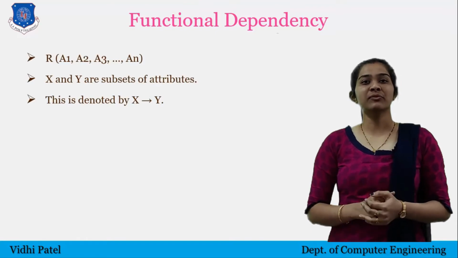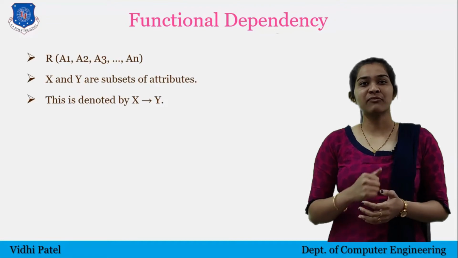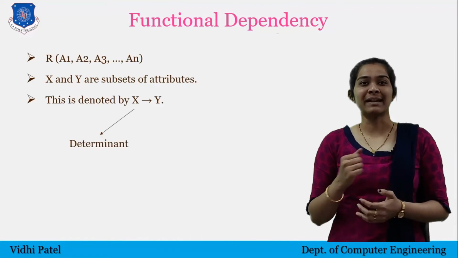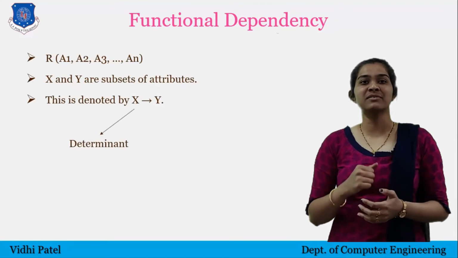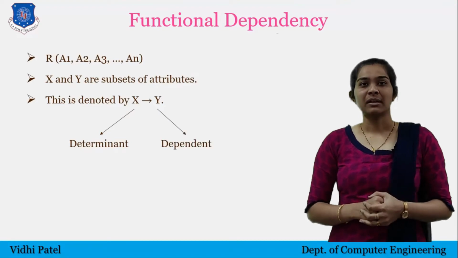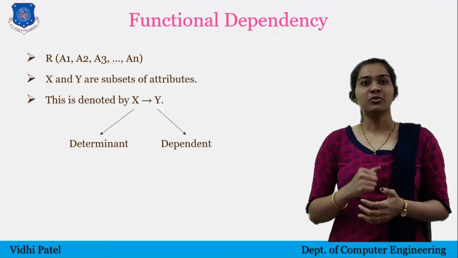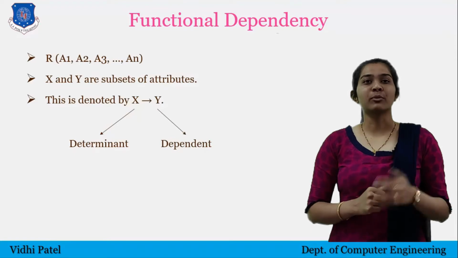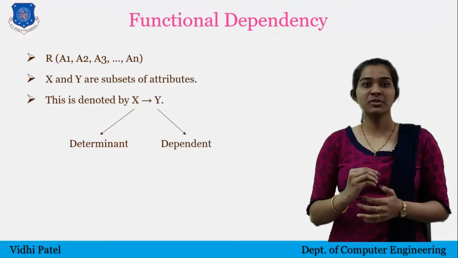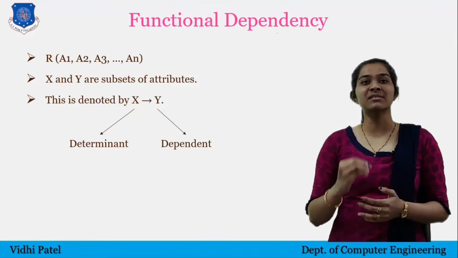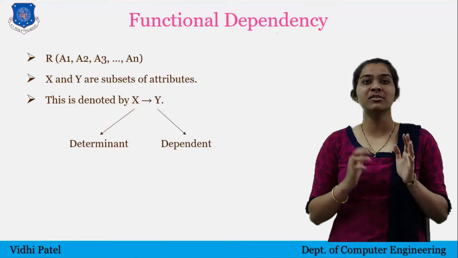The left-hand side of the functional dependency is referred to as the determinant, whereas the right-hand side of the functional dependency is referred to as the dependent. It does not mean you can compute the value of y from the value of x. Using the value of x, you can search the value of y from the stored table.